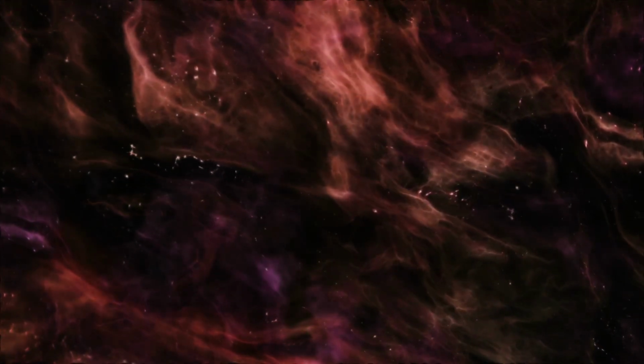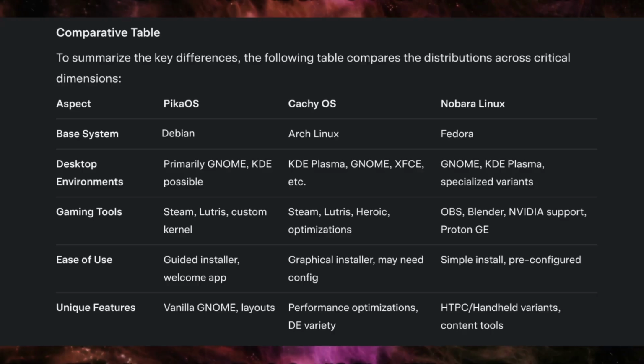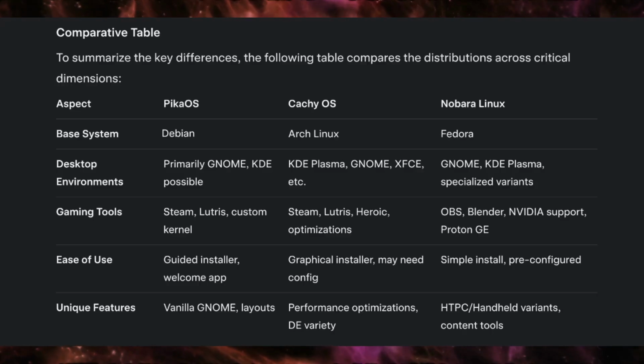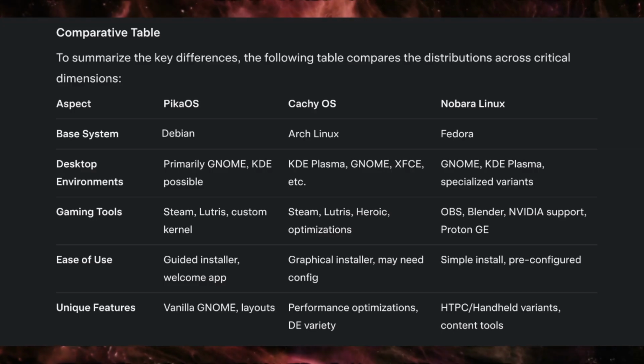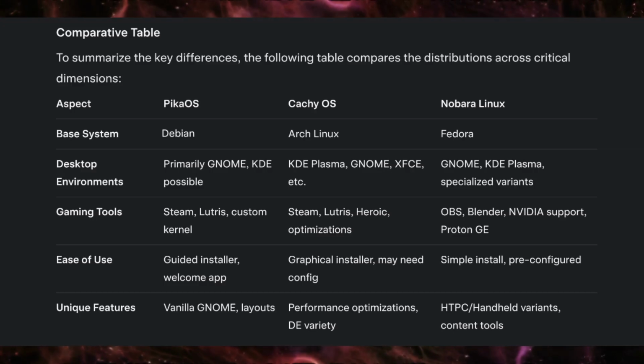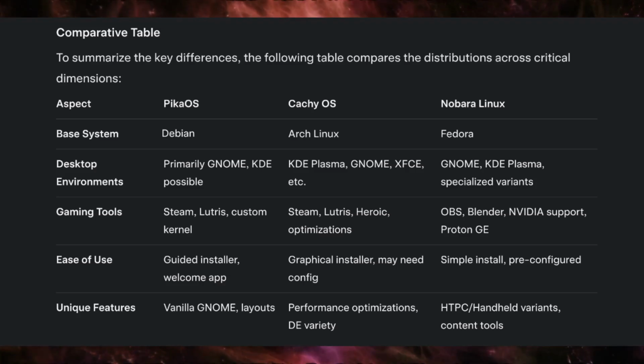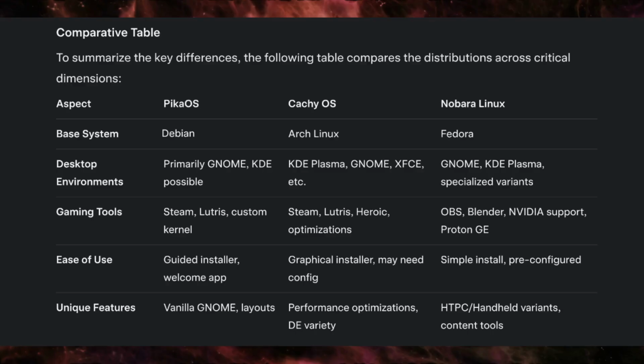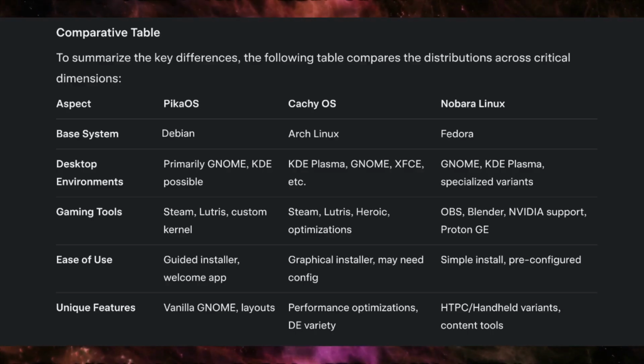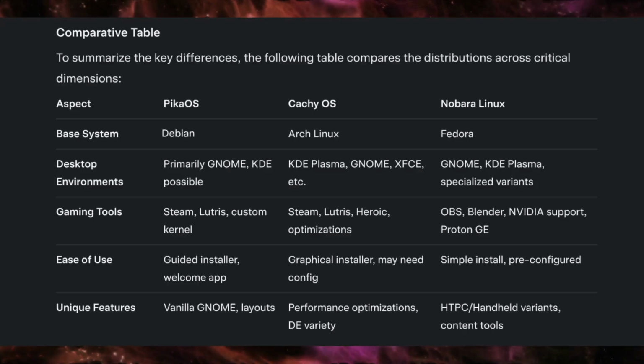PikaOS ships with GNOME by default. KashiOS, by contrast, gives you more choice out of the box: GNOME, KDE, XFCE, LXQt, and more. That flexibility makes it ideal if you're picky about your desktop environment. Nobara Linux keeps it simple, GNOME and KDE plus some neat variants like Steam HTPC for home theater PCs and Steam Handheld for devices like a Steam Deck.